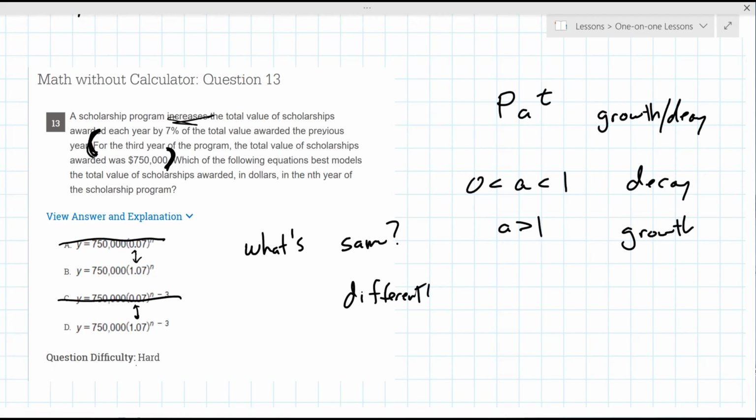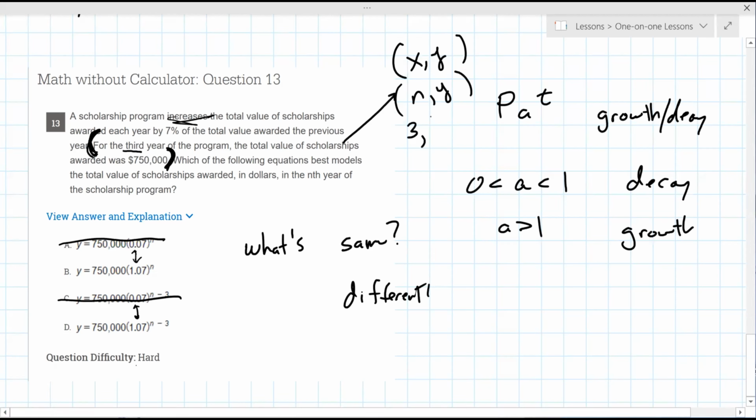Any ideas? It's like a base. It's a point. You convert the information there into an x comma y, but in this problem it's an n comma y because n is your independent variable. So for the third year, that means that n is equal to 3 and y is equal to 750,000.